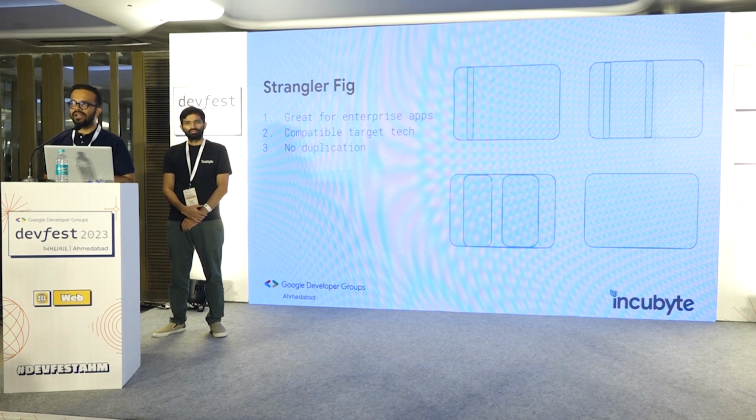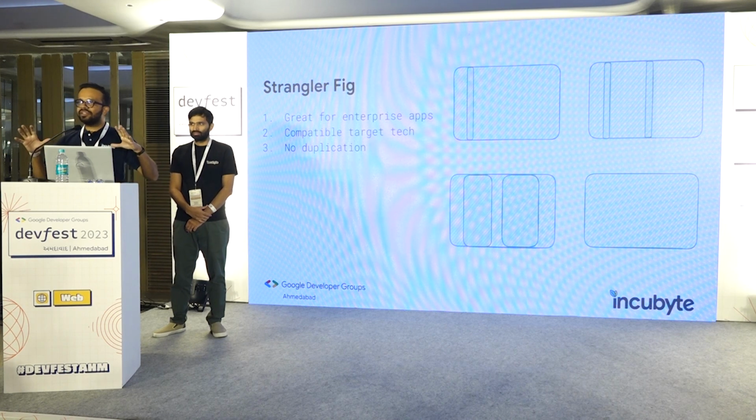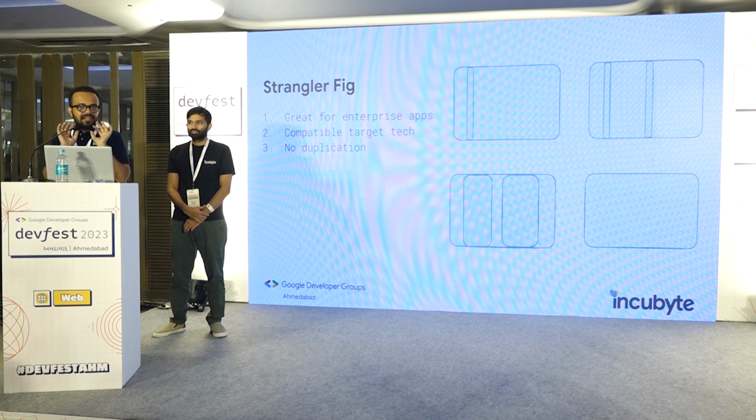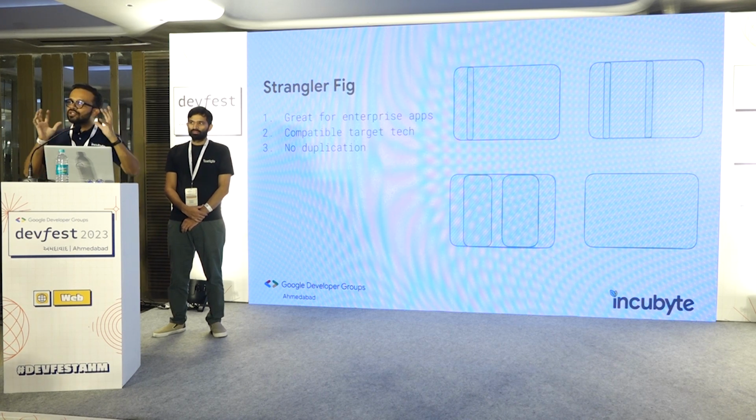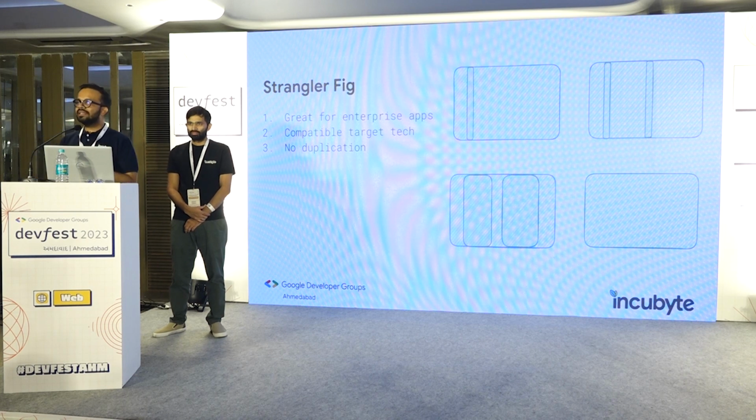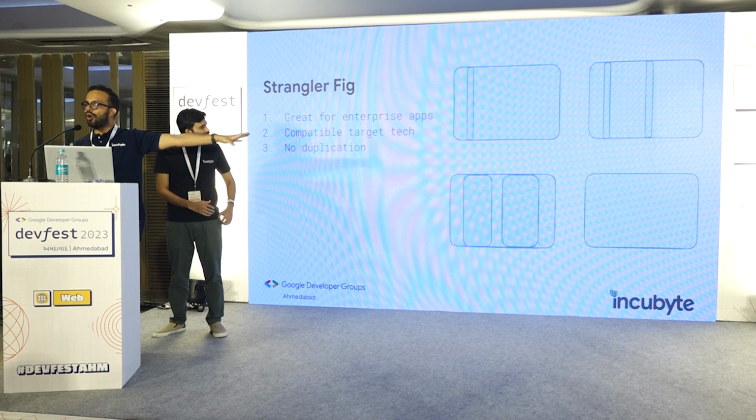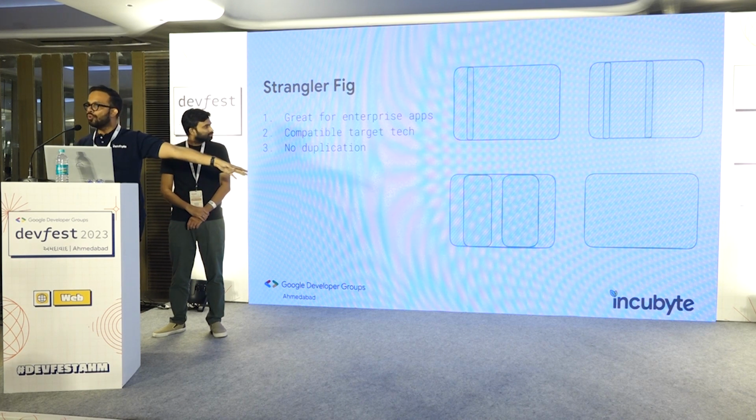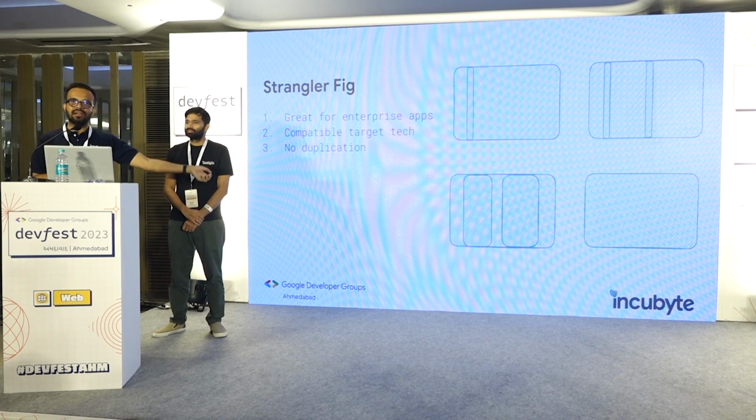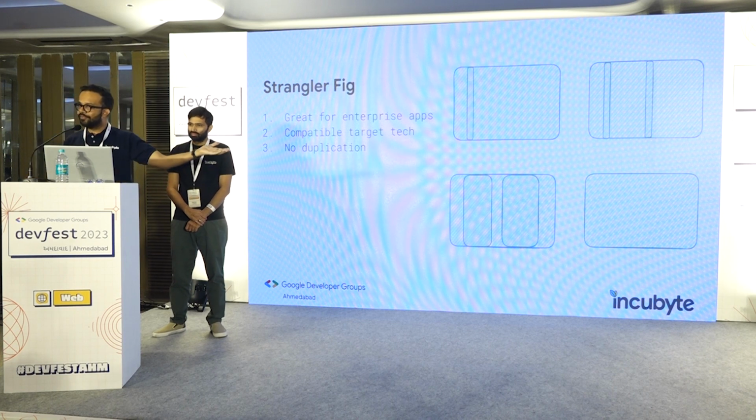One is Strangler Fig. Does anyone know about the Strangler Fig tree? A Strangler Fig tree is a tree that grows around other trees, and then slowly over time it just swallows the old tree and only the new tree remains, right? So it's called Strangler Fig. And this is a pattern. And moving on, whenever you see a diagram, a blue box represents old code. Green lines or green color represents new code, right?